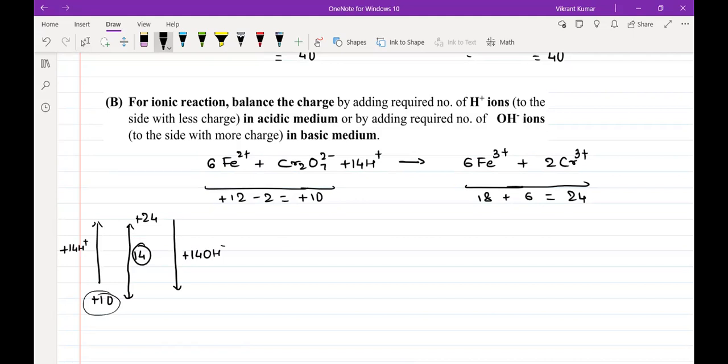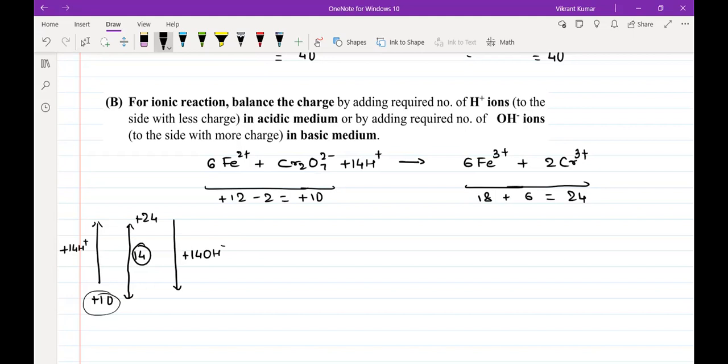In this case, it was acidic medium. That's why I've added 14H plus on the left side. Why I've added on the left side? Because left side was having less charge. And 14H plus will increase its charge and it will equal to the charge on the right side. इतना हो गया. Now charge is balanced.